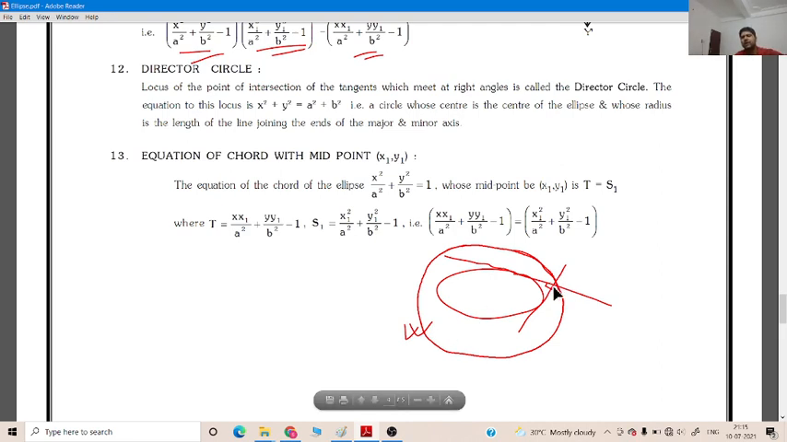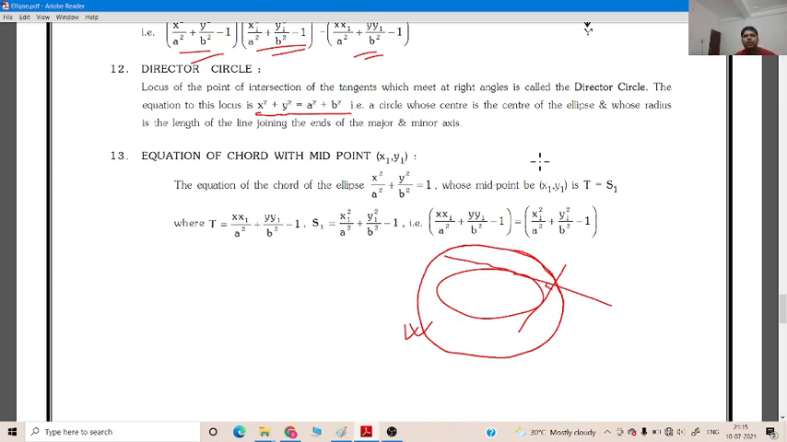That means the set of points through which the perpendicular tangents pass. The figure you get passing through the intersection points of perpendicular tangents is known as the director circle, and the equation is what, x square plus y square is equal to a square plus b square. Okay, that is the equation of the director circle.